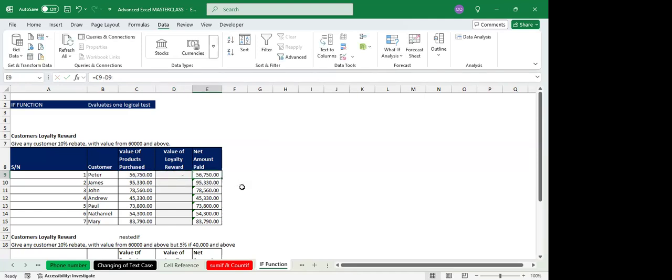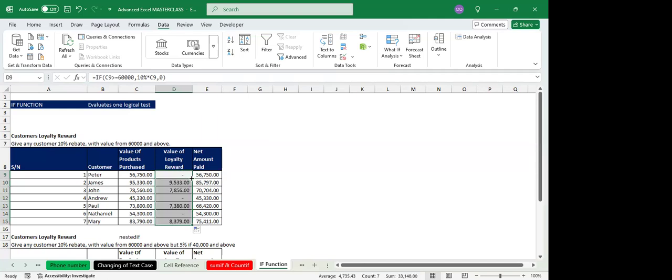If I press enter, look at this guy now, Peter. Does he buy up to 60,000? No, sir. So, will he get a discount? No, sir. That is why the net amount he is going to pay will still remain the 56,750, because the net amount is the amount he buys minus the discount I'm giving him. The discount is still 0, so he's not getting anything at the end of the day. He's still paying that amount.